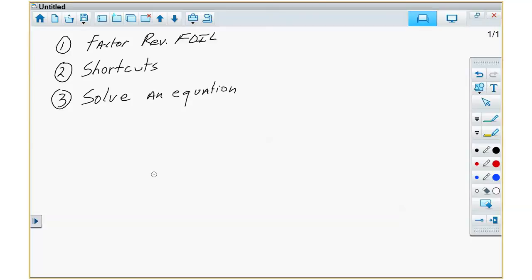But all three of these have one thing in common. The problem has to be what? It has to be set up for the FOIL, or it has to be set up for the shortcuts, or it has to be set up for solving the equation. Now, I like to tell students that the quadratic formula is used for decimals, like 2.2x squared minus 3.6x plus 4.7. That's what I like to tell students the quadratic formula is used for. If you use the quadratic formula, that's good. Use it for the decimals.